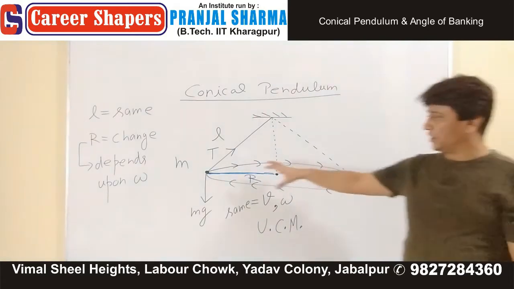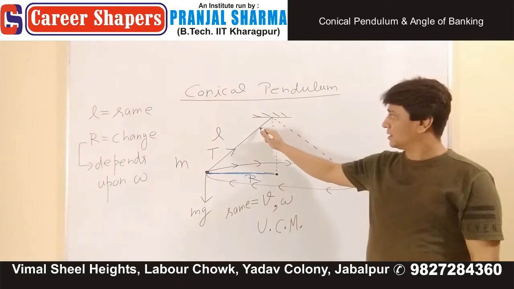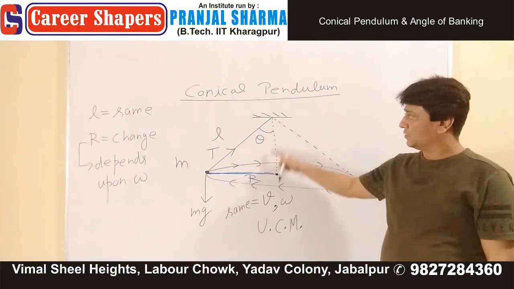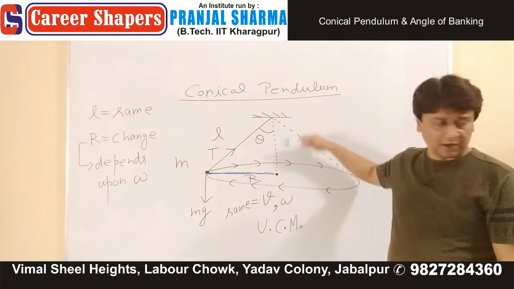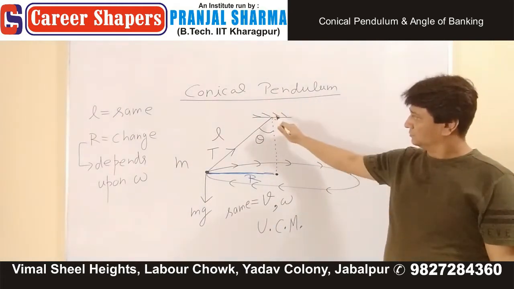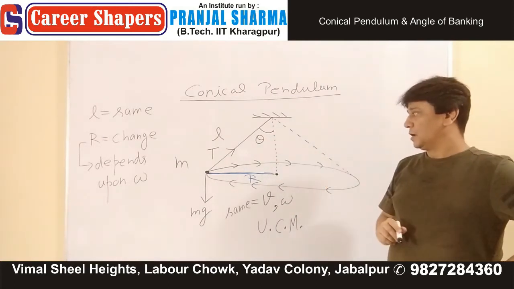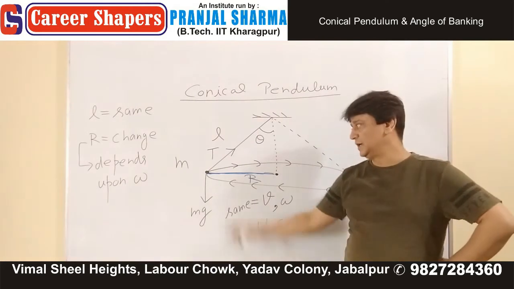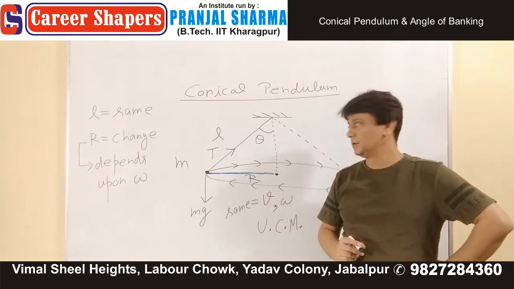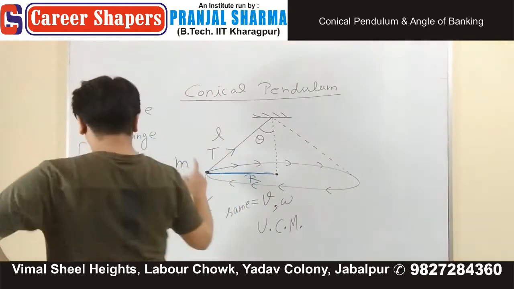Now, if you have all these forces, T and mg, and the semi-cone angle is theta. I hope you can see the vertical broken line. This is the half angle of the cone, which is theta. We need a relationship between T, mg, theta, L, and all these things. Now, how do we obtain these relations? For that part, look here.